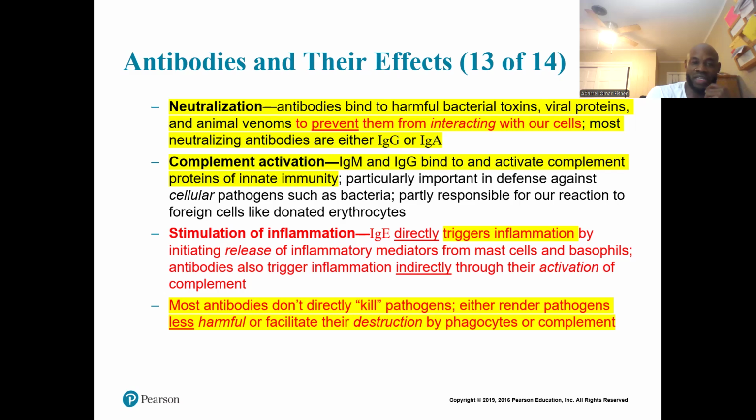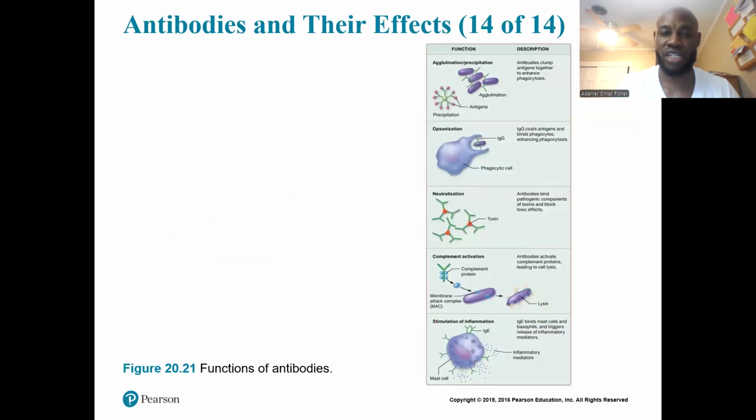Antibodies can stimulate inflammation. IgE directly triggers inflammation, initiating release of inflammatory mediators from mast cells and basophils. Inflammation causes our leukocytes and other cells to come and get busy. But most antibodies don't directly kill pathogens. They either render them less harmful or make them more able to be destroyed by phagocytosis or the complement proteins.